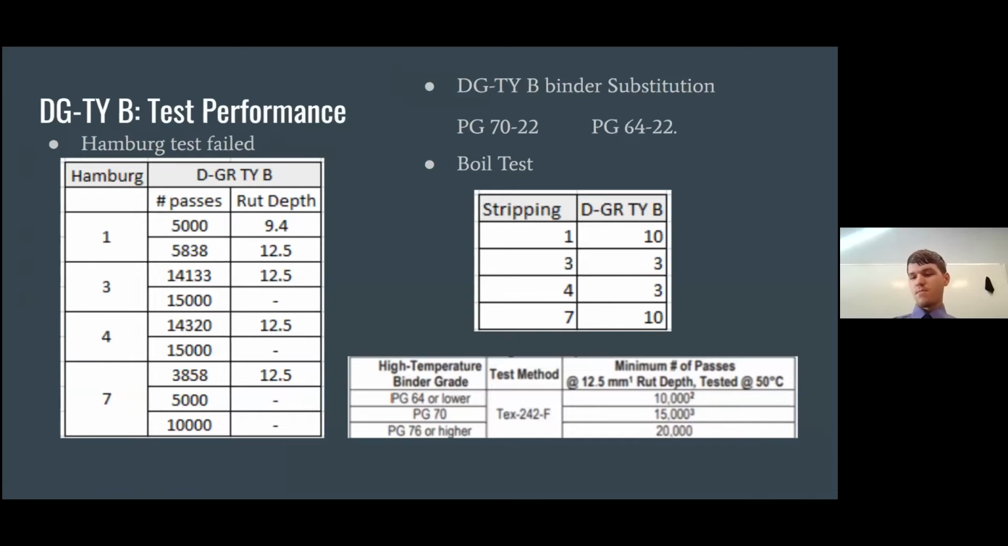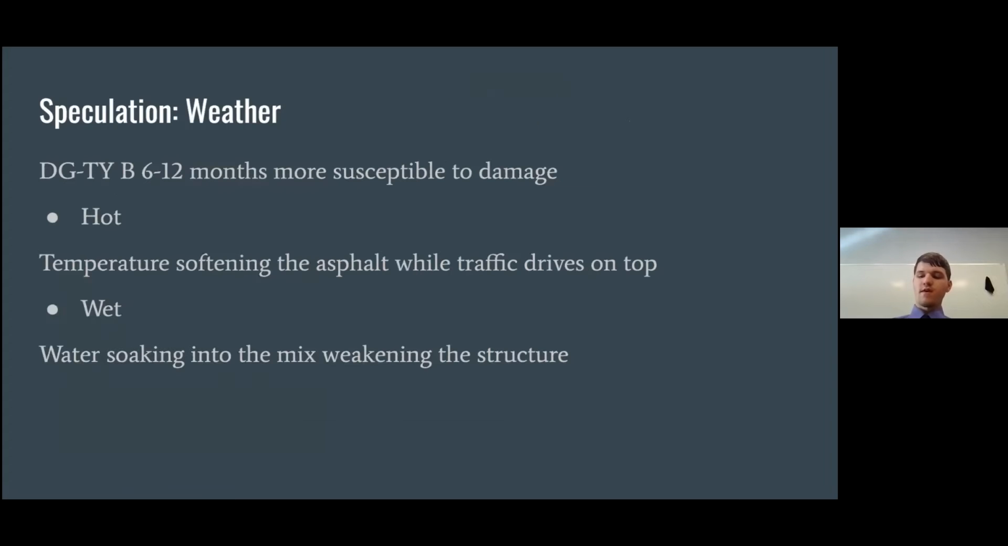First off, let's start with the weak binder. We know according to the tests provided that the dense grade layer failed, causing premature rutting. For example, there was stripping in all the lanes according to the boring test. There was a binder substitution from performance grade 70-22 to a weaker binder of performance grade 64-22. And the Hamburg test did not pass the requirement set for it by the original binder in the 4 lanes. Weather also could have been a factor. The layers were exposed for 6 to 12 months, in which they could have experienced extreme heat or wet conditions that could have weakened the overall structure of the pavement.